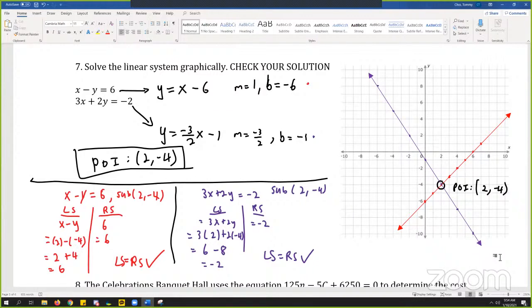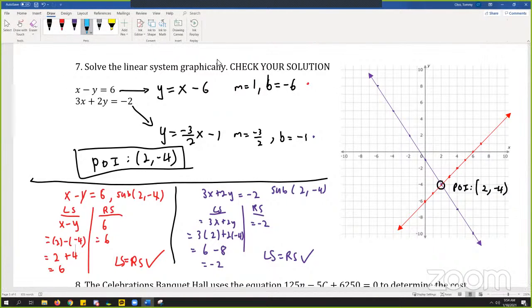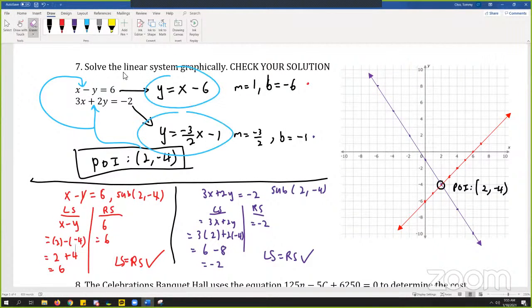Once we have that, I specifically asked you to check your solution. So you are to plug those 2 points into the original lines. You're plugging this into here. You're not using these. This is a huge no-no. You don't want to use your changed line. Does anyone have an idea why we don't use our rearranged one?